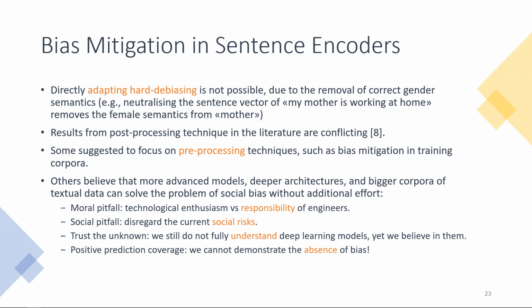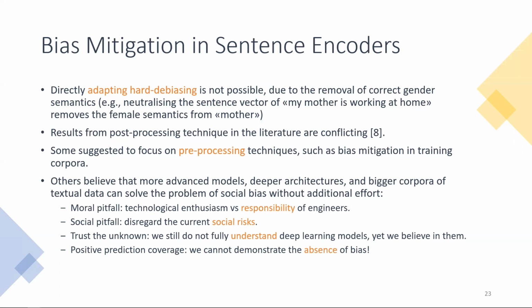And so in the literature, those researchers who tried to apply hard debiasing, especially to sentence embeddings, obtained very conflicting results. So other people suggested trying pre-processing techniques. So again, working on the training data and not on the output of your model.